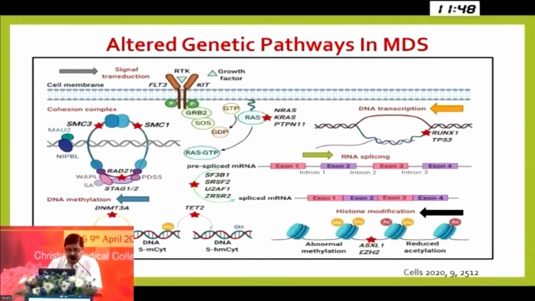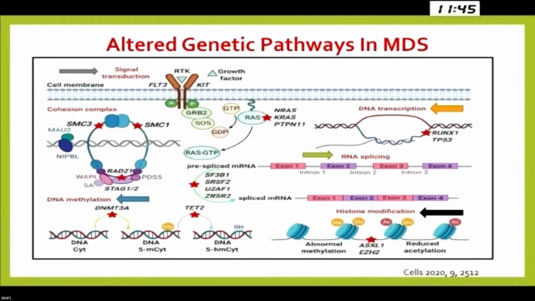So this is a snapshot of the entire process that happens, the molecular pathogenesis of myelodysplasia, starting from the signal transduction defects through the receptor tyrosine kinase pathway, where you can have FLT3, KIT mutations also being seen gradually more and more in MDS. Then you have the cohesin complex abnormalities where the genes involved are SMC3, SMC1, and RAD21.